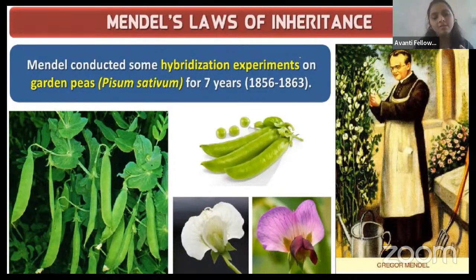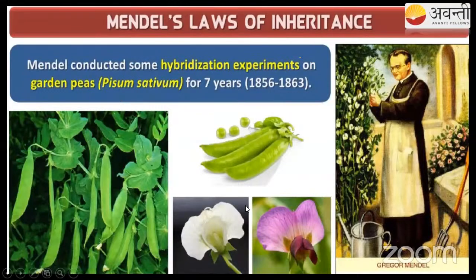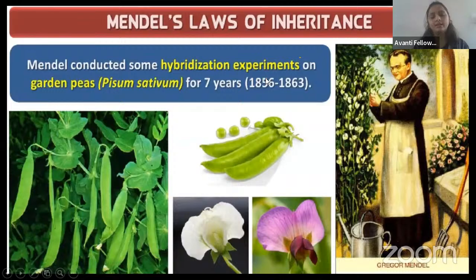So Mendel conducted hybridization experiments on the garden pea, and you know that he conducted the experiment for 7 years. Guys, the statement is important. Remember, in some exams they may give you a statement-wise question. They may ask: Gregor Mendel conducted the experiment for 3 years. Yes or no? No, he conducted it for 7 years, from 1856 to 1863.